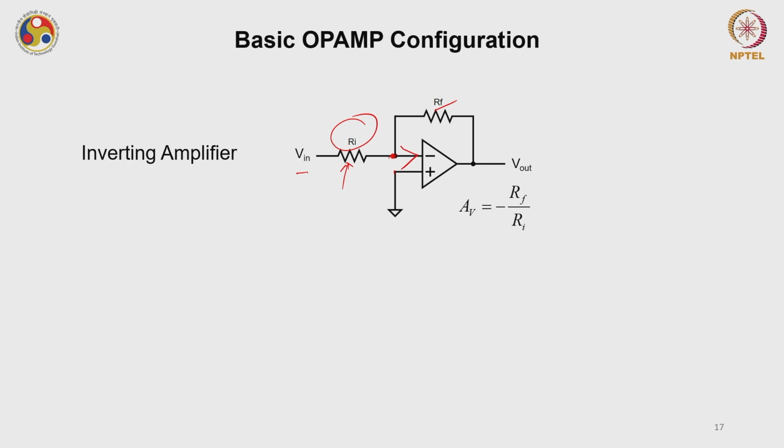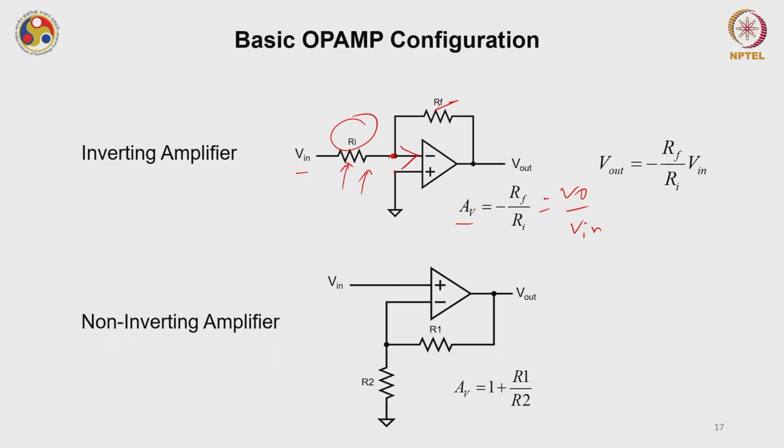If you see this configuration, the gain of this amplifier, AV, will be Vout by Vin, which is equal to minus RF by Ri, where RF is the feedback resistance and Ri is the input resistance.